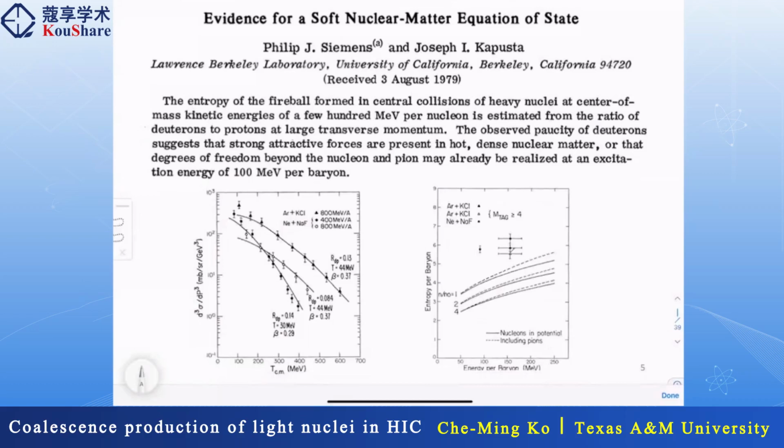So that's why they said, right? They observed the paucity of neutrons, suggest that strong attractive forces are present in hot dense nuclear matter. All that degrees of freedom beyond nuclear and the pion may already be realized at excitation of 100 per baryon, right? So that is a very provocative claim.